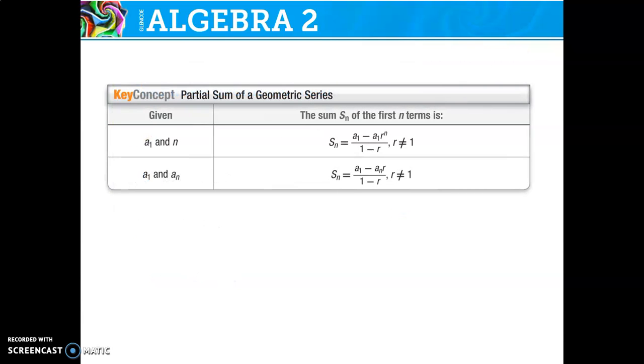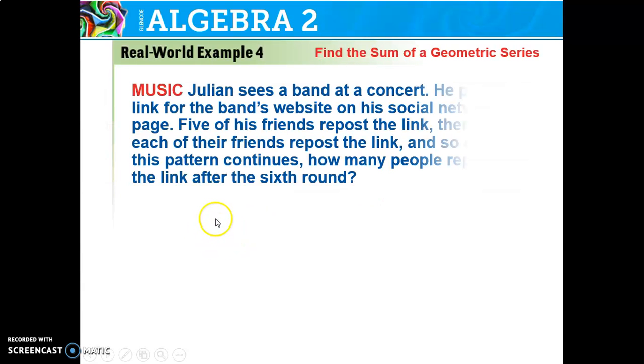Okay, so now we're going to look at the partial sum of a geometric series. Now we're going to start adding these lists of numbers. If you're given the first term and the number of terms, the sum is equal to the first term minus the first term times the ratio to the nth power, over 1 minus the ratio. If you know the first term and the last term, it's the first term minus the last term times the ratio, over 1 minus the ratio. Of course, the ratio can't equal 1 because that's just repeated addition, and that would make you divide by 0.